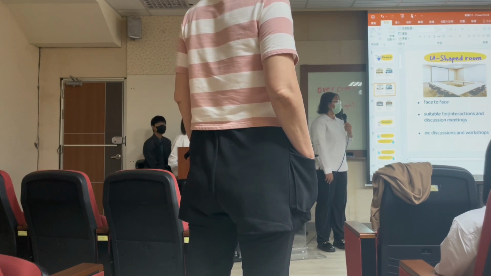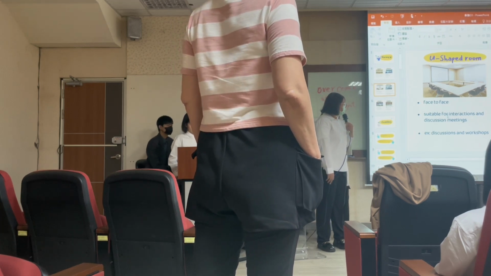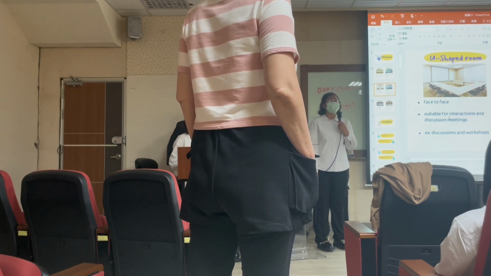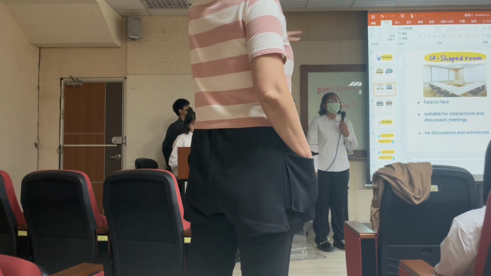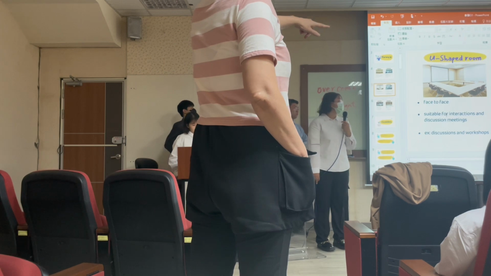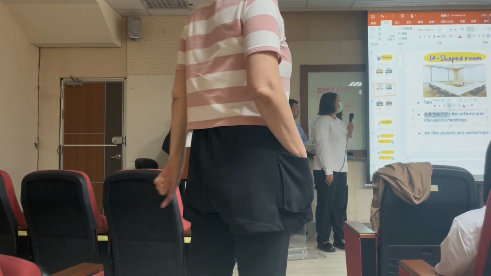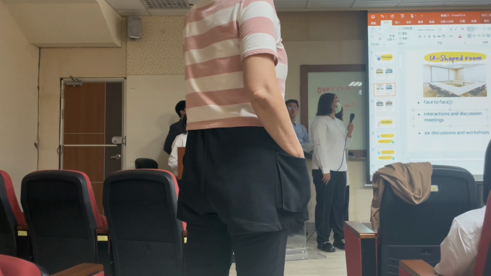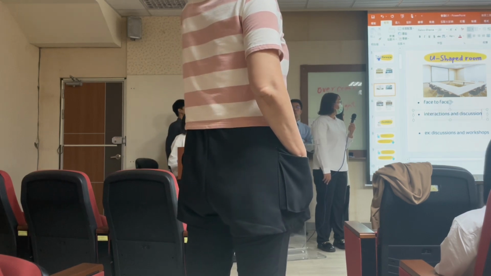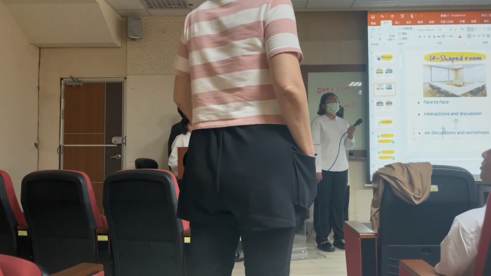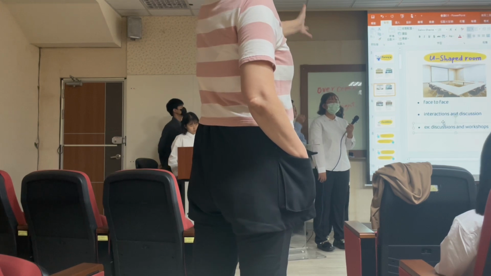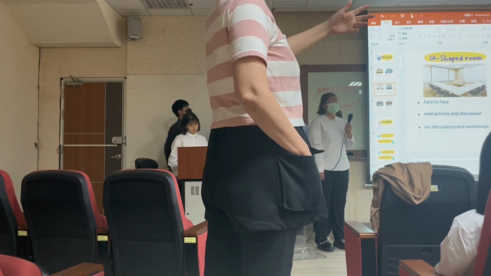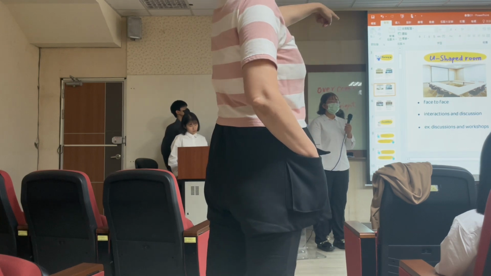Group 1, how would you change them? I think we can just retain this one. You can say interaction and discussion. Everything is for meetings here, so it's for interaction and discussion. If you need a lot of interaction and discussion, use a U-shaped room.